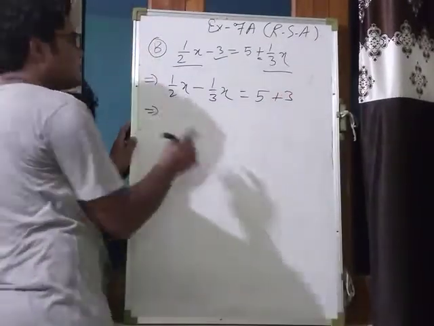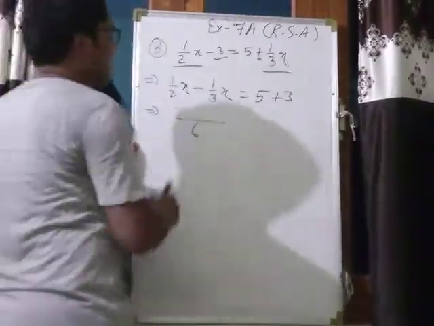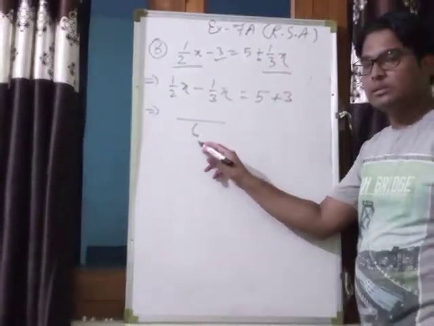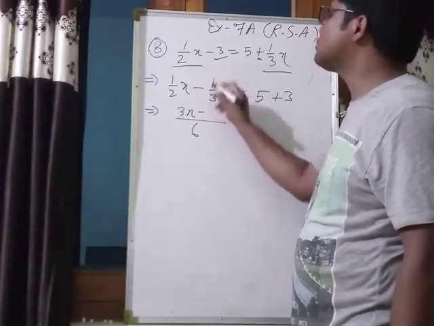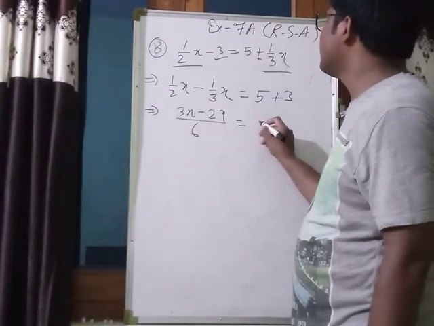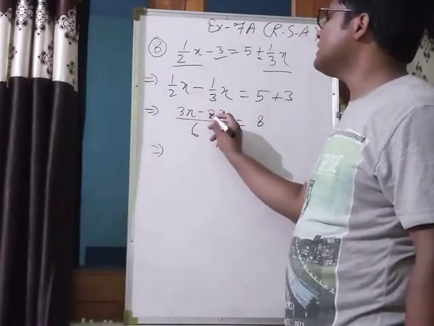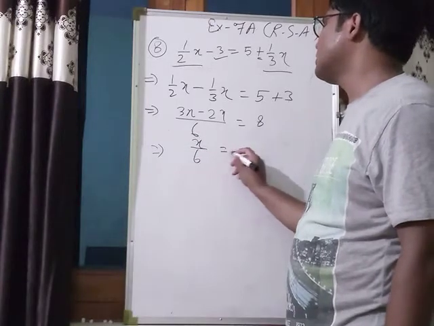So now what is the LCM of 2 and 3? That is 6. LCM of 2 and 3 is 6. So 2 threes are 6, 3 ones are 3x, minus 3 twos are 6, 2 ones are 2x. That is equal to 5 plus 3, 8. So what will become here? 3x minus 2x, that is x upon 6 is equal to 8.